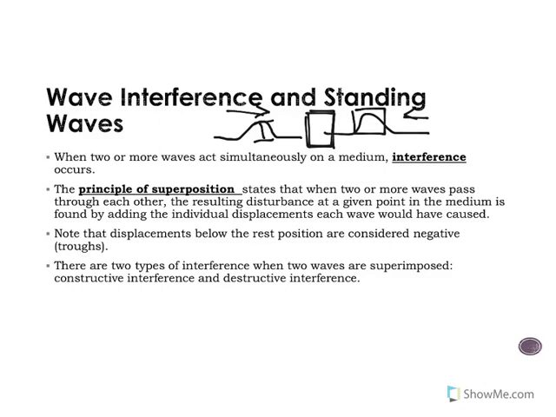Note that displacements below the rest position are considered negative. So troughs are considered negative, and those look like that. So these are negative. There are two types of interference when two waves are superimposed: constructive interference and destructive interference.